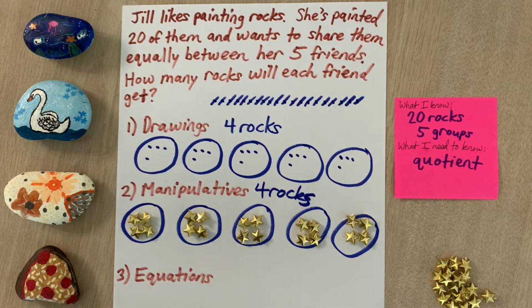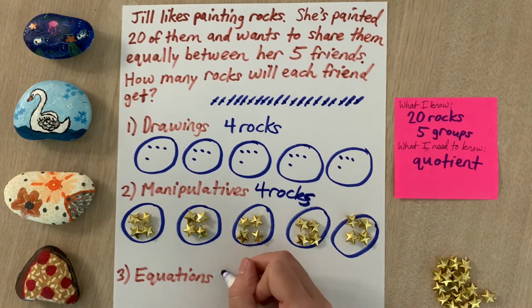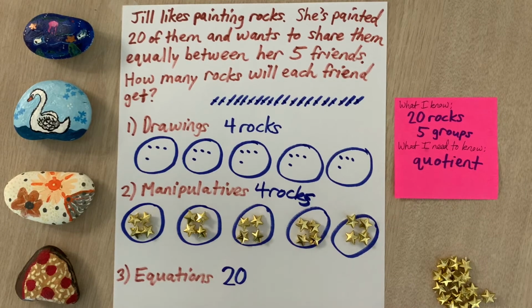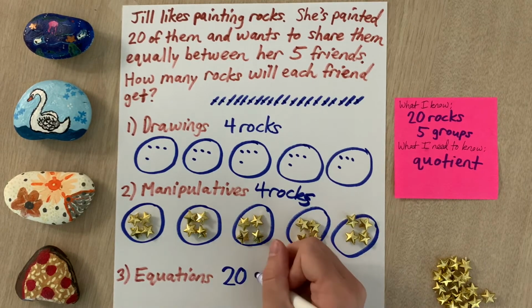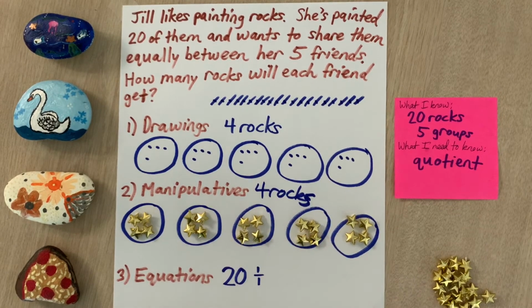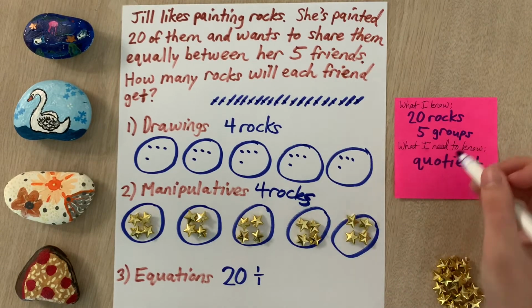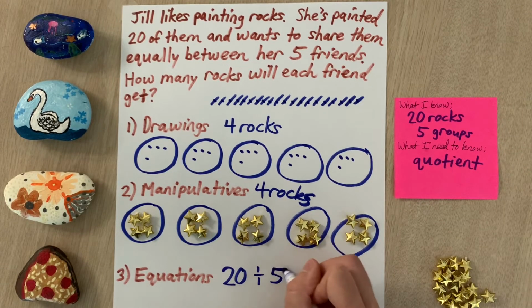Now there's one last strategy we can try, which is the equations strategy. So we have 20 rocks and we're dividing them among 5 groups, according to what we wrote down. So we're going to write for our equation 20. 20 is our total, divided by, so that division sign, 20 divided by 5 groups, so 5 friends. So 20 divided by 5.